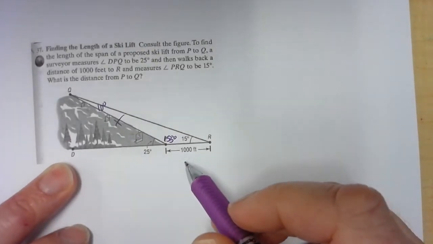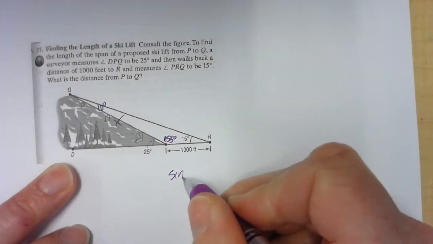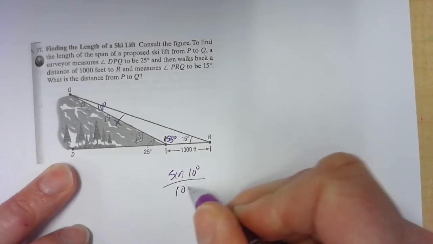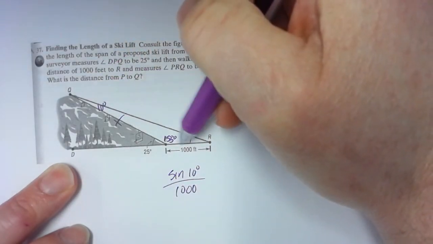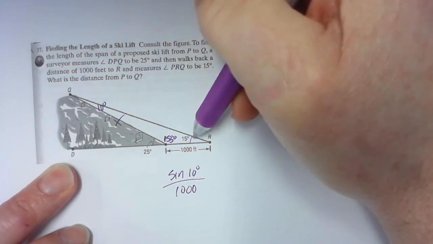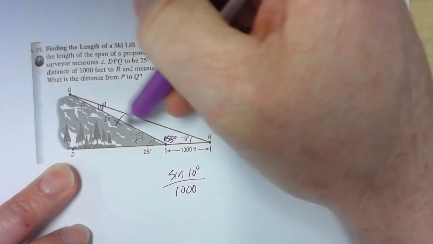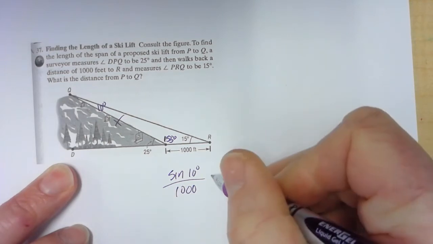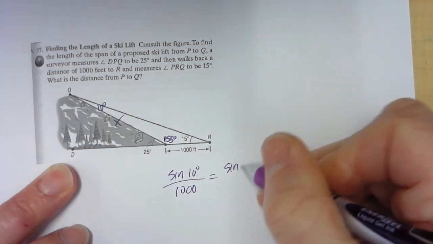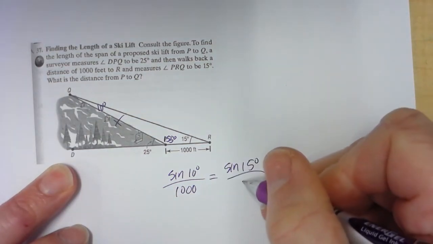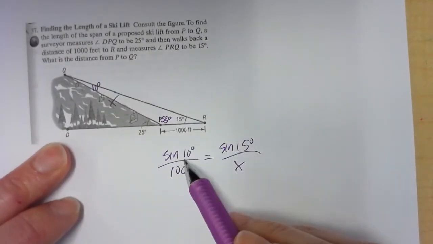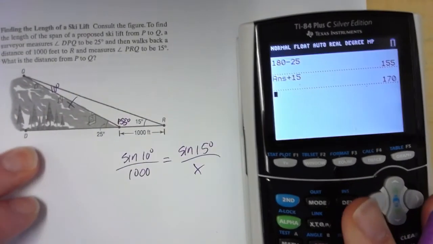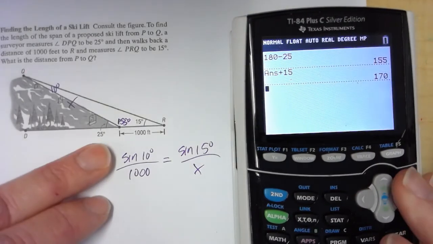So we just have it set up here, sine of 10 degrees over 1,000 feet. So this goes with this, right? This goes with that. And then 15 degrees goes with the unknown side, the P and the Q. Sine 15 degrees and then x. So it's this times this divided by that. Should give us the length of that. And it looks like it's going to be more than 1,000 feet.